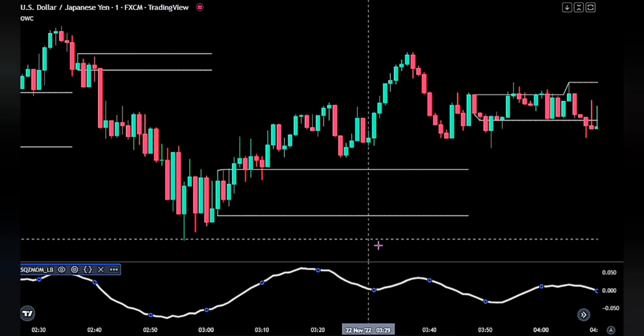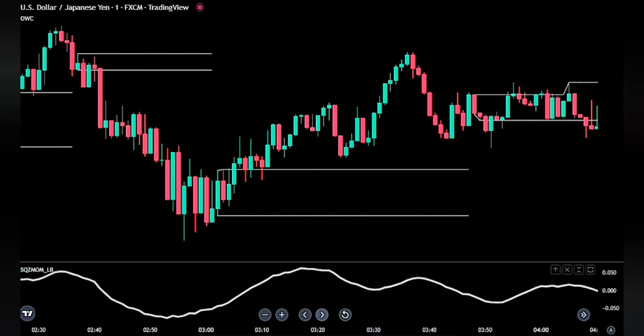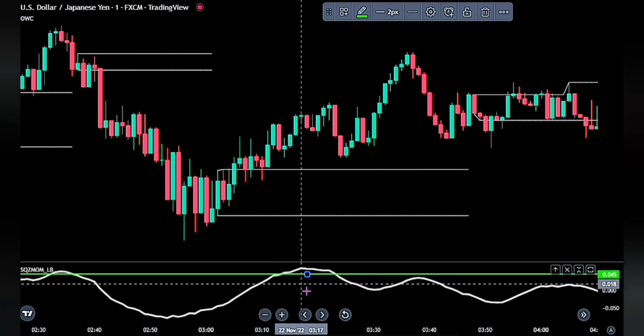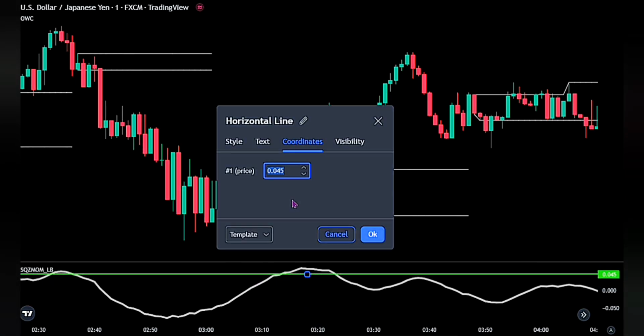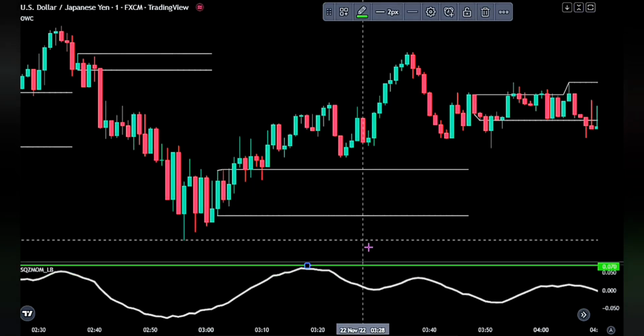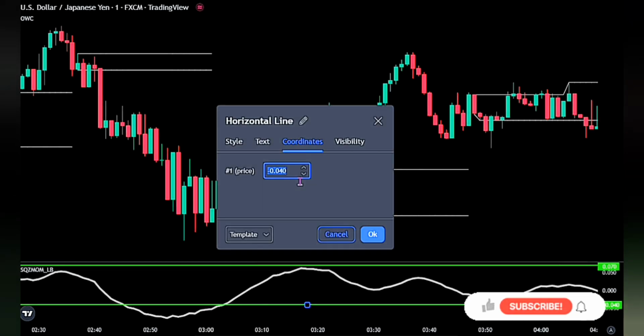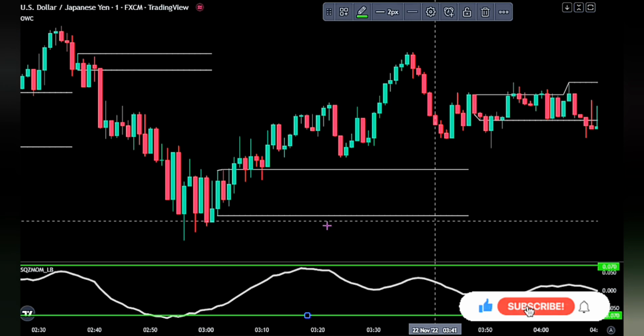For the final touch, we would be adding 2 lines to the momentum as a gauge in the market. So go ahead and add your first line. I want you to set the coordinates to 0.070. This would be our green upper line. And for the second line, add it to the chart. Now change the coordinates to -0.07. And that's it for these settings.